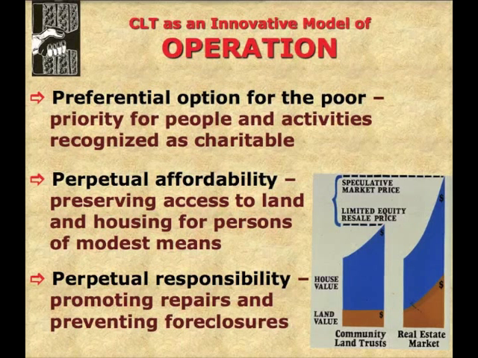Finally, let's look at the distinctive way that CLTs are operated. There is an emphasis on serving people of limited means, while carrying out other activities recognized as charitable by the IRS under Section 501(c)(3) of the tax code. There is an emphasis on maintaining the permanent affordability of housing and other structural improvements on a CLT's land. And there's an emphasis on keeping homes in good repair and making sure they're not lost to foreclosure. CLTs stand behind the housing they've created. They stand behind the people they have helped.